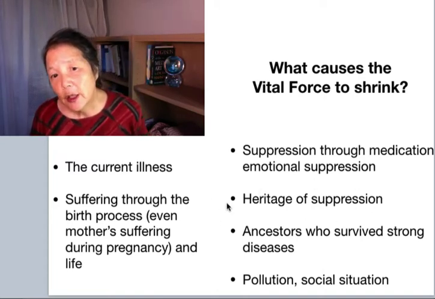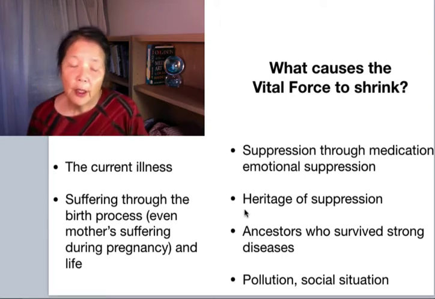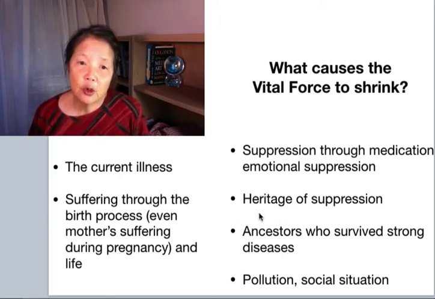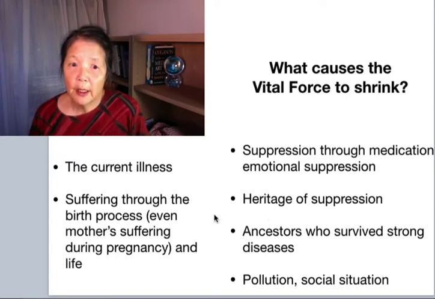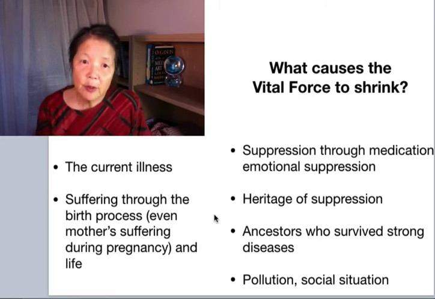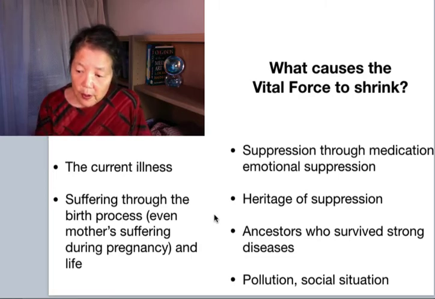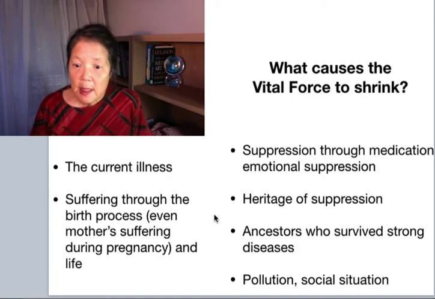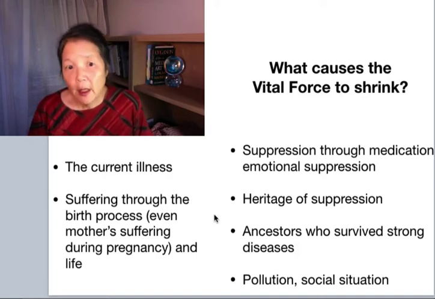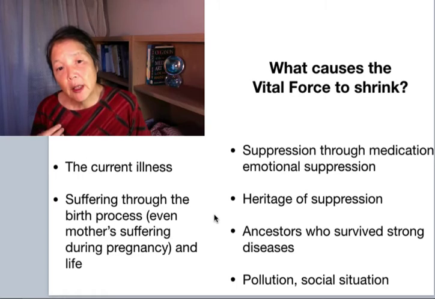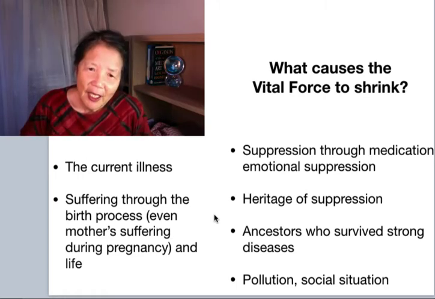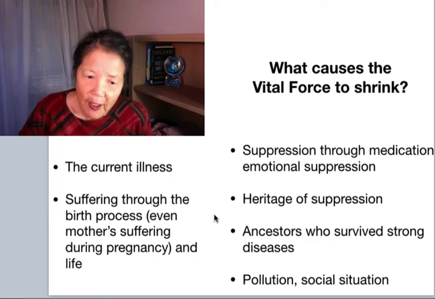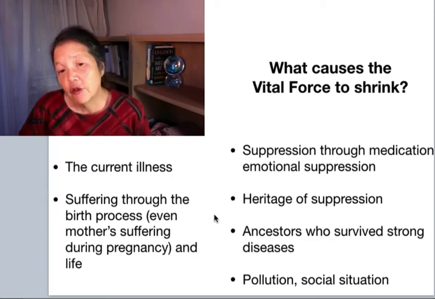That is, it could be that your family has used certain drugs that suppress their symptoms, and even though those symptoms don't appear as diseases in their lives, they die of something else. You could be inheriting that. And then we have ancestors who survived very strong diseases, and even though they survived to reproduce our generation, their diseases could continue to affect us.